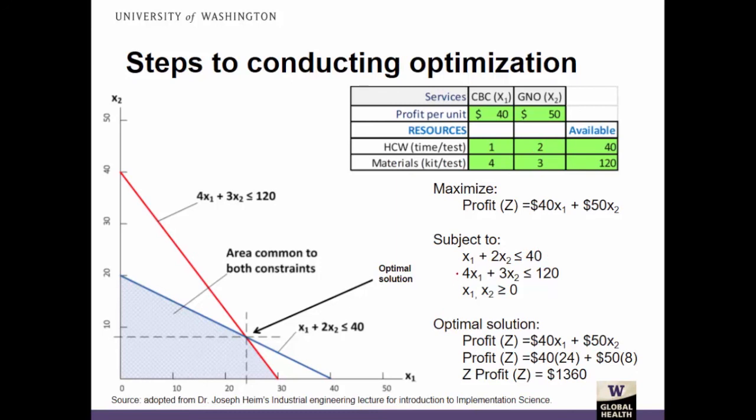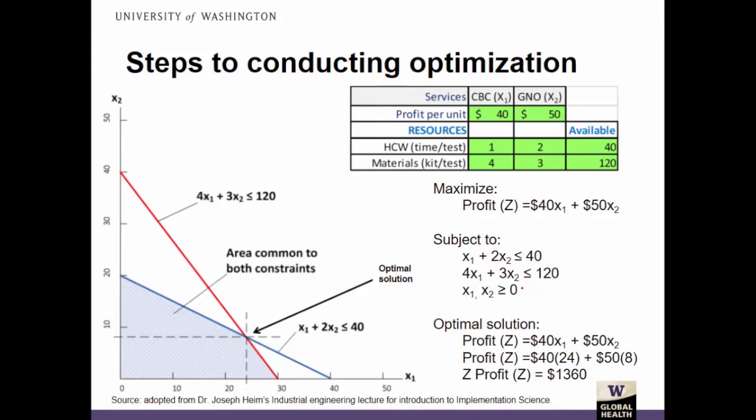So then the second one, it's subject to this other constraint, which is about materials. So 4X1 plus 3X2 has to be less than or equal to 120 because we only have 120 units of materials, and it costs 4 for each CBC and 3 for each genomic test. And then last, we can't produce negative services. So we can't do negative complete blood counts. So we just say, for the purposes of this model, that X1 and X2 have to be greater than or equal to 0. Because it's just a mathematical model. It doesn't know that it can't do negatives, and so it could do something funky if we didn't say that. So we put that in there too.